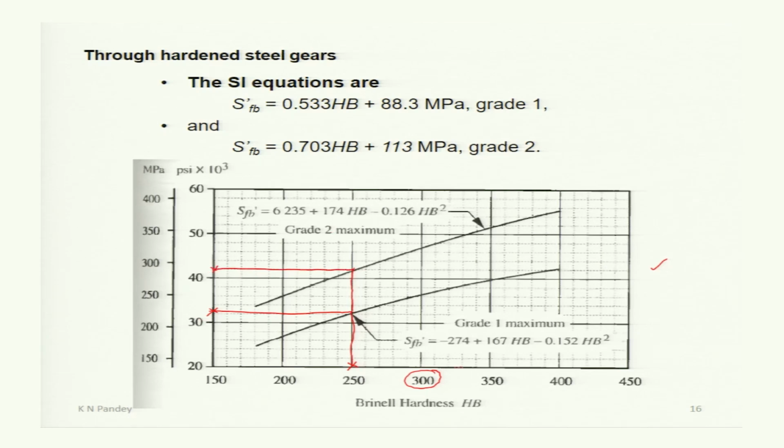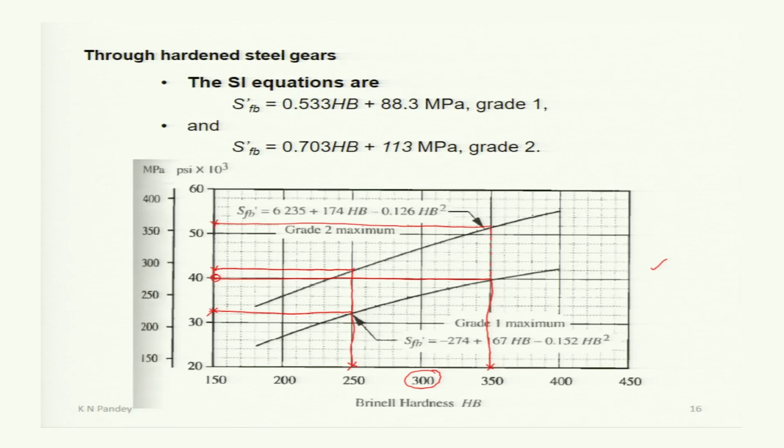Now, with the increase in hardness, the SFB dash increases. If the hardness is 350, then the strengths are this and this one, depending on the grade of the steel.